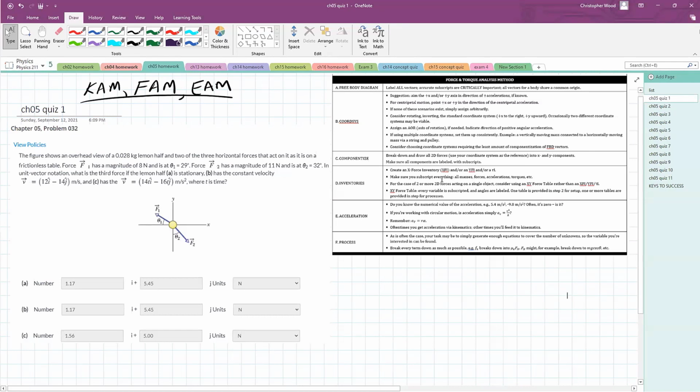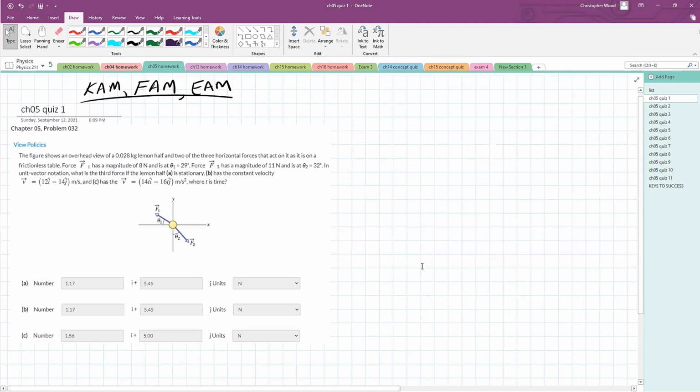That's kind of taking up a bunch of room. So here's our first question, first challenge. We have an overhead view of a lemon half. The author likes to use fun references when referring to an object. So we're looking at a top-down view, and we see two of the three forces. There are three forces, F1, F2, and then it says, in unit vector notation, what is the third force if the lemon half is supposed to be stationary?